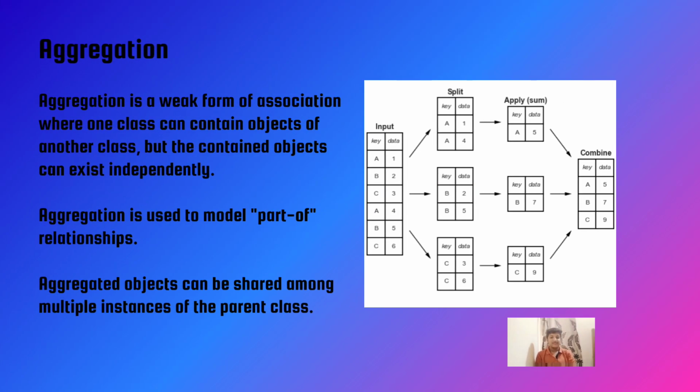Now let's see about aggregation. Aggregation is a weak form of association where one class can contain objects of another class, but the contained objects can exist independently. Aggregation is used to model "part-of" relationships. Aggregated objects can be shared among multiple instances of the parent class.